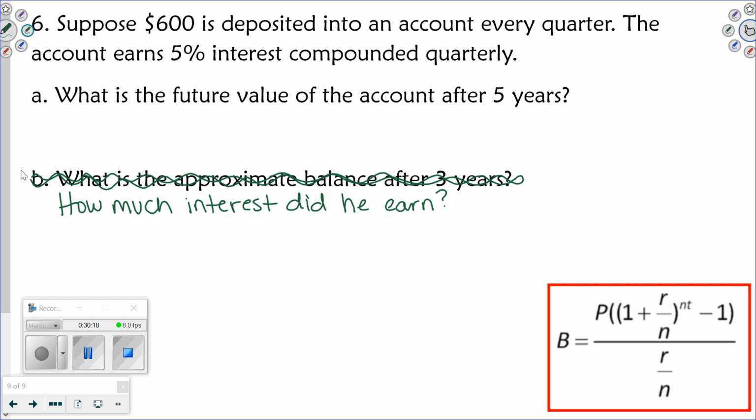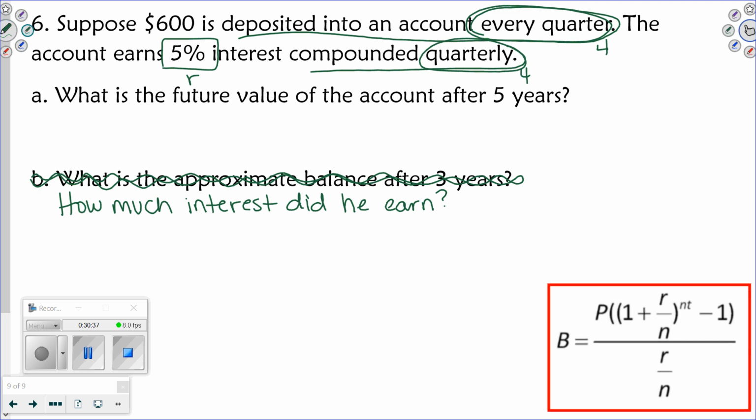How many times am I putting money in? It is deposited into an account every quarter. What's quarterly? That's 4. All right, 5% interest, that's my R. It is compounded quarterly. That's 4. What is the future value of the account? That was nicely asked, wasn't it? What's the name of that formula? Future value was actually asked that way. The other way it could have asked it was, what is the ending balance, or how much money will be in the account in 5 years? Looking into the future, how much money will I have?